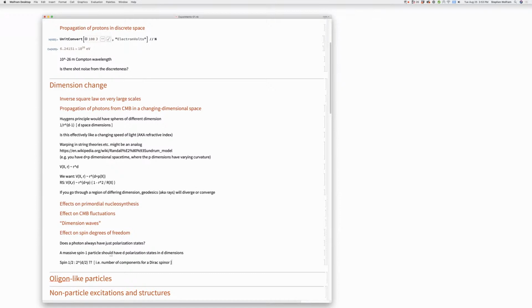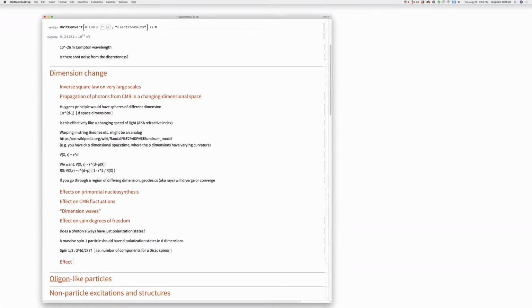Okay, I've got another weird thing with dimension change, which is the effect on anomalies, as in anomalies associated with gamma 5 and so on. That will be totally weird because the anomalies depend on the fact that it's even dimensional space.